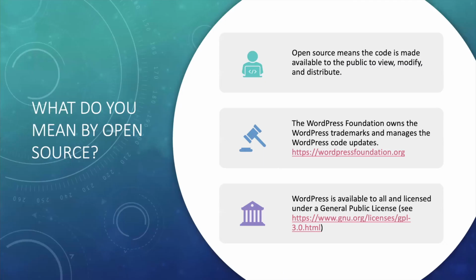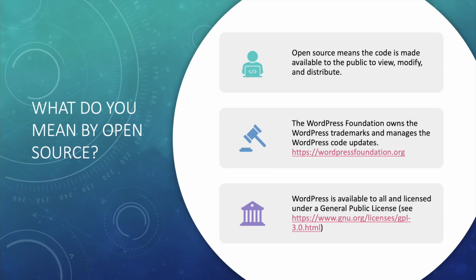Okay, what do we mean by open source? Open source means that the code is available to the public to view, modify, and distribute. If you wanted all of the code for WordPress and you wanted to make your own thing built on it, you could 100% do that. It's licensed under what's called a general public license. I have a link in there. And anything that is built on top of WordPress is also supposed to be using a general public license. We'll talk a little more about that when we talk about other types of software that you can use to enhance WordPress.